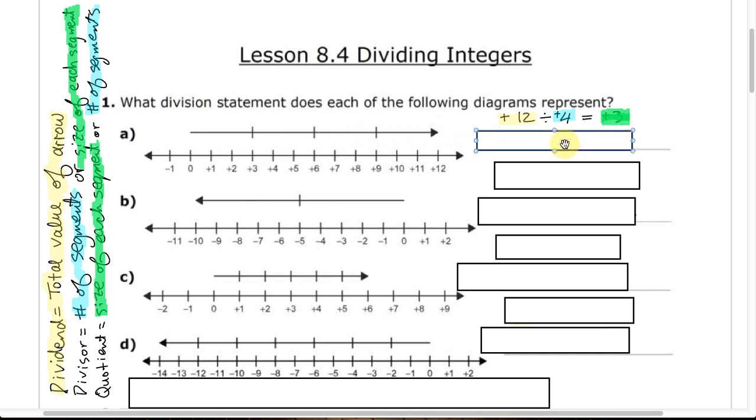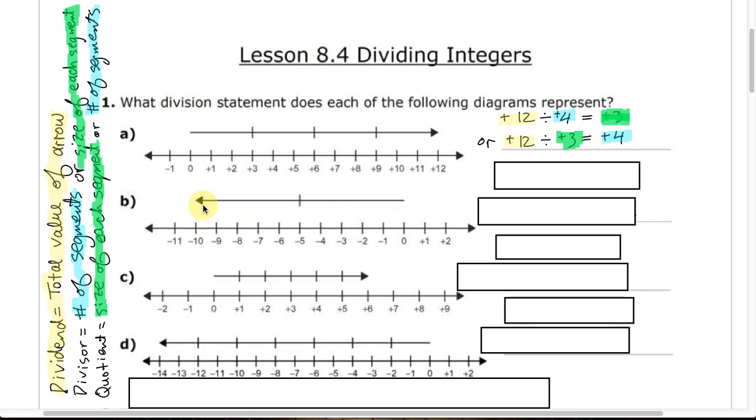Now there is another interpretation of this diagram, which is that you are taking the positive 12 and you are dividing it into segments of size positive 3, and so the answer, the quotient, is the number of segments that it divides into. So if you understood that, maybe you want to try the next one on your own.